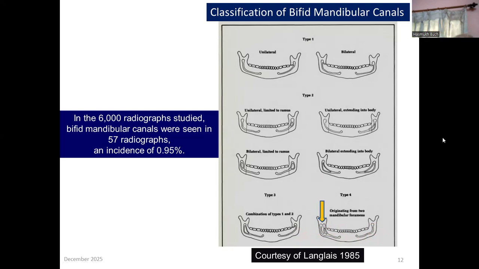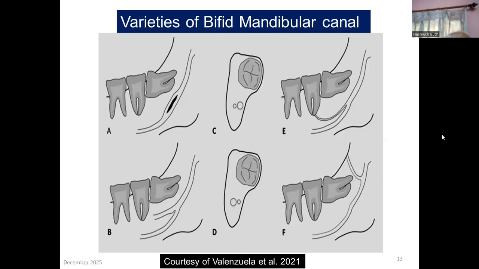And in the next slide, we find more clearly from the works of Valenzuela et al. 2021, and you can see a long foramen is enclosed here. The main mandibular canal, and then in the molar region you find a branch arising from the main mandibular canal and then reuniting with the main canal.